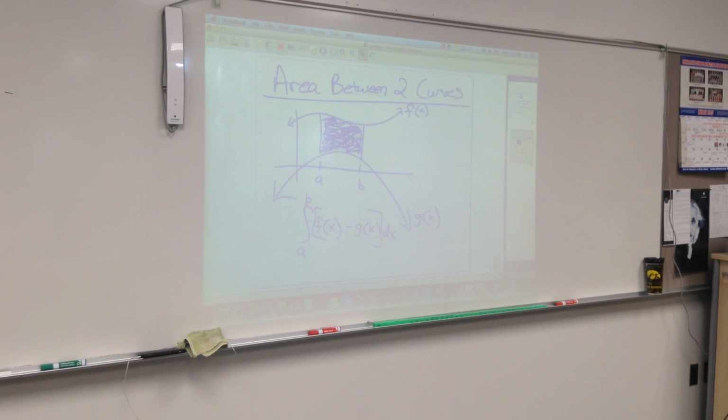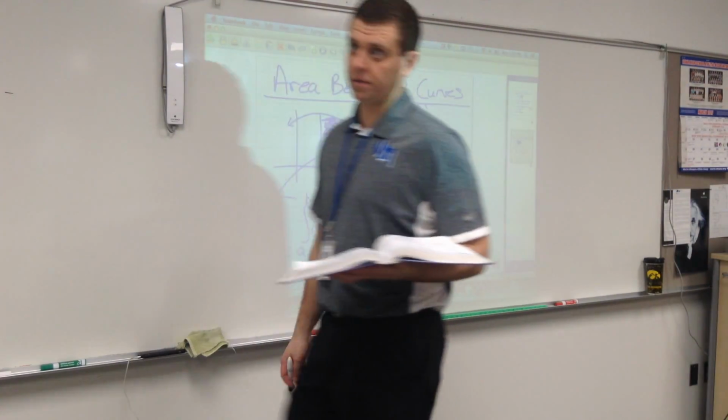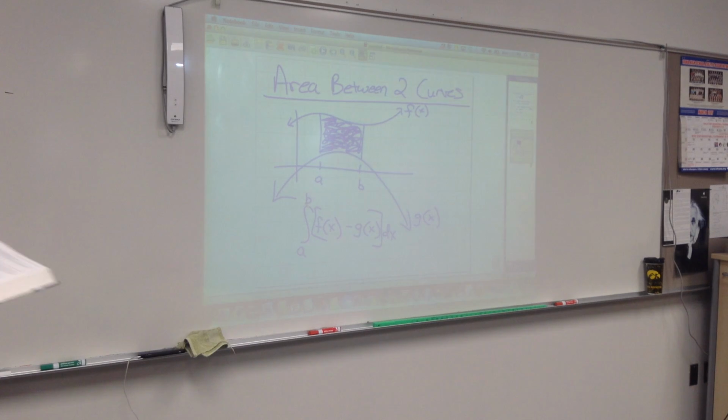But if you get a negative answer, you should know it, though. You should never get a negative answer for this. Sure you could, if the entire area is below the x-axis, or there's more area below the x-axis than there is above. Okay? Alright, so in general this makes sense? Okay, we're going to do some examples.